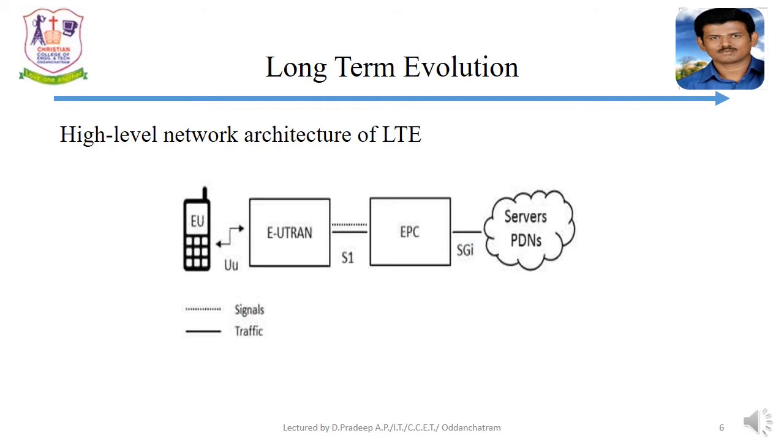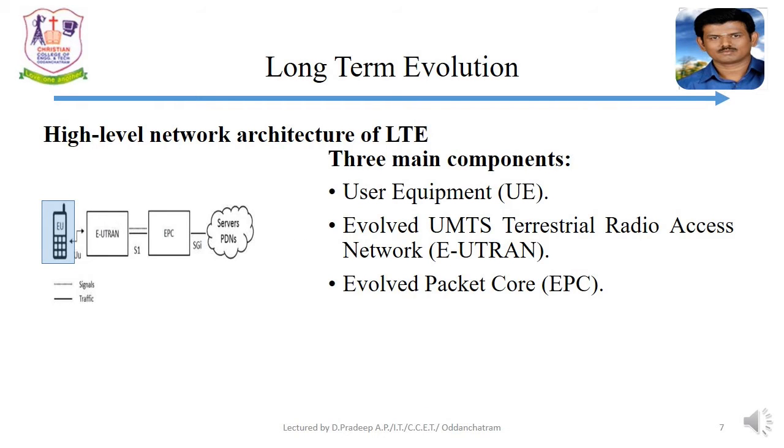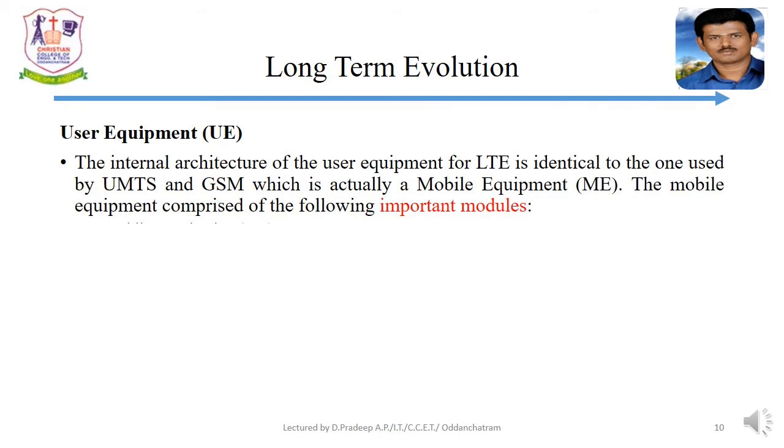This is a high-level network architecture. There are three main components: user equipment, evolved UMTS terrestrial radio access network, and evolved packet core. User equipment: the internal architecture of the user equipment for LTE is identical to the one used by UMTS and GSM, which is actually a mobile equipment.